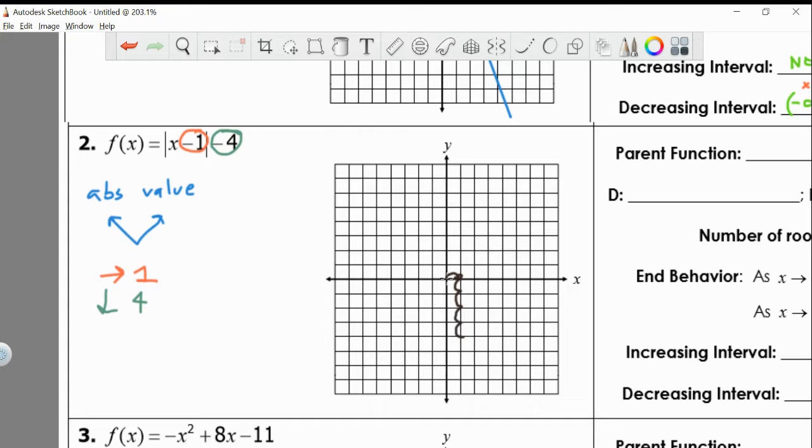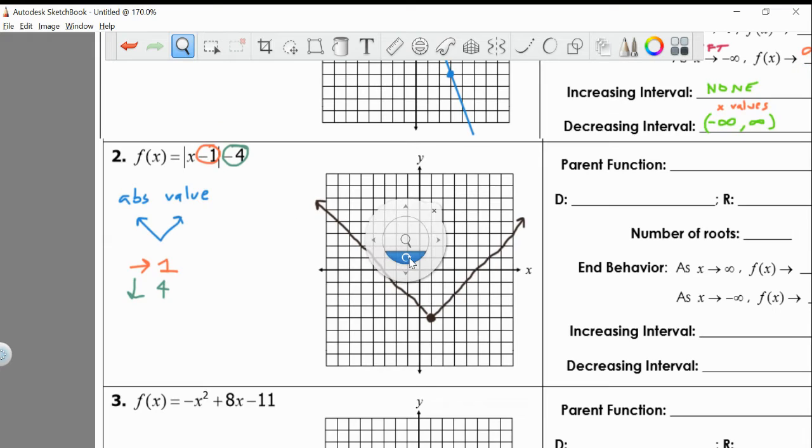1, 2, 3, 4. So our V shape should be right here in this direction. We're going to draw a nice little V shape here. Okay, so now we've got our V shape.